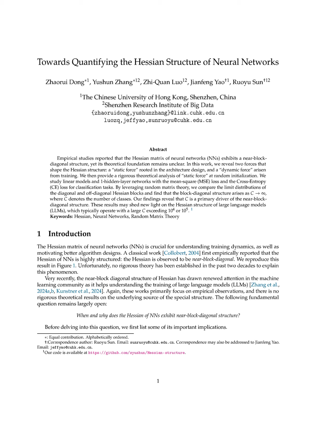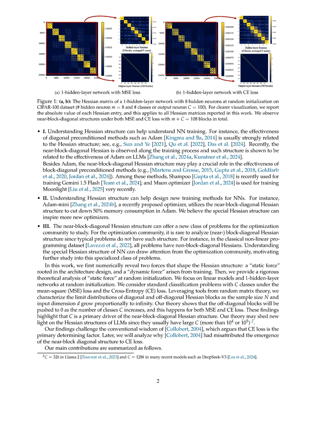Understanding the near block diagonal structure of the Hessian matrix in neural networks offers both theoretical and practical benefits. Theoretically, it provides insights into the training dynamics of neural networks, revealing that the number of classes is a primary driver of this structure, which challenges previous assumptions attributing it solely to the cross-entropy loss. Practically, this knowledge informs the design of more efficient training methods. For instance, optimizers like Adam-mini leverage this structure to reduce memory consumption by 50%.